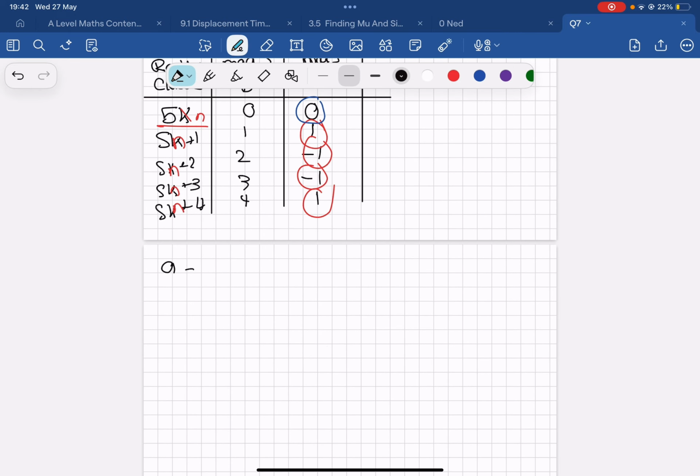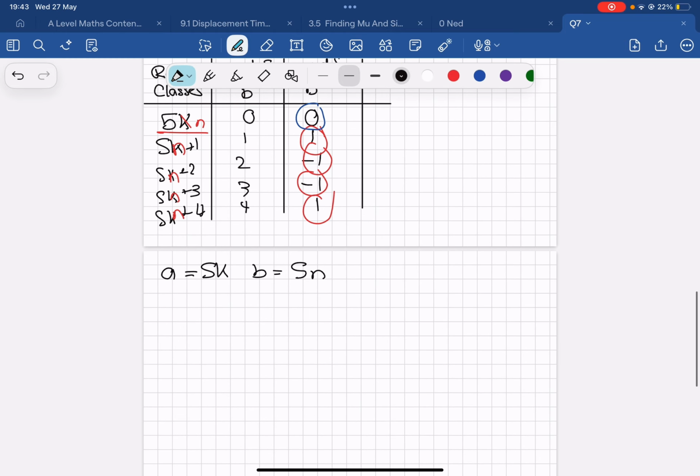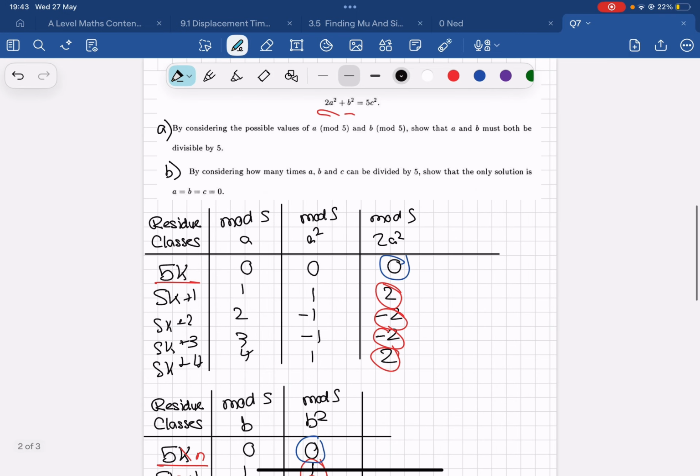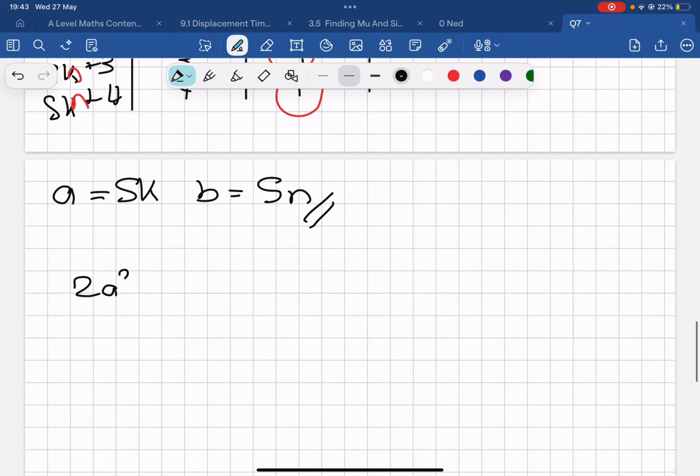So from all that, we can deduce that a can be written as 5k, b can be written as 5n, and that shows that a and b must only be multiples of 5. So that's the first part done. And let's keep a note of that because that'll probably be helpful in the next part. Now, by considering how many times a, b, and c can be divided by 5, show that the only solution is a equals b equals c equals 0. Alright, so let's write our equation again. 2a squared plus b squared equals 5c squared.